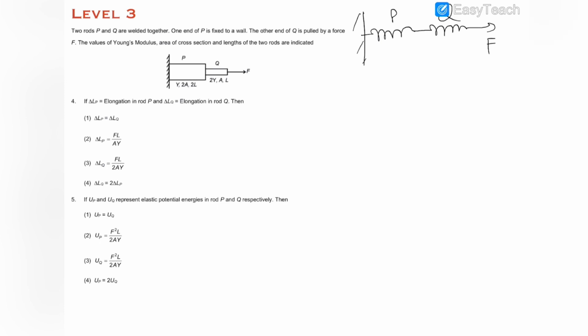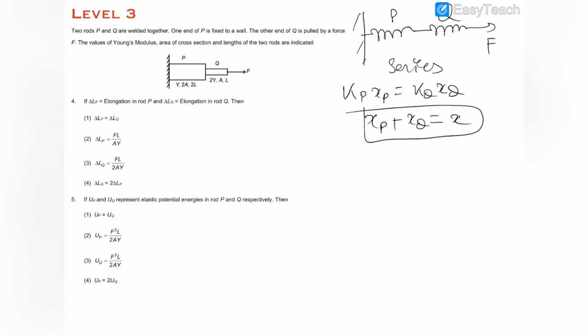So we know that in series combination, F remains the same. So force in both of them will be the same, and therefore Kp into Xp will be equal to Kq into Xq. And we also know that in series combination Xp plus Xq will be equal to total X. Okay, so first of all, let us find out the elongations.